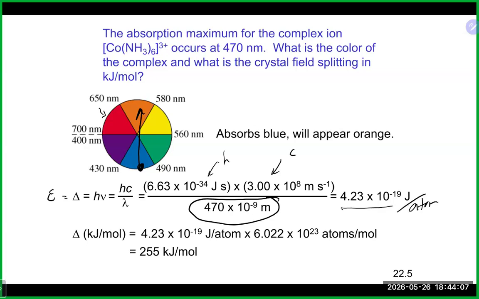So if we want joules per mole, we would use our friend Avogadro's number, and we would multiply it by Avogadro's number, which are atoms per mole, and that will get us to joules per mole, and if you convert it to kilojoules per mole, will get us to 255 kilojoules per mole in this case. So this is a very similar calculation to one that you've done previously. Again, just using Avogadro's number here at the end to convert it to moles by doing so. Questions on that there?